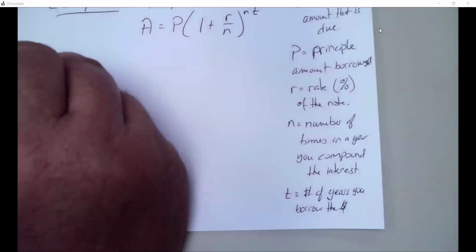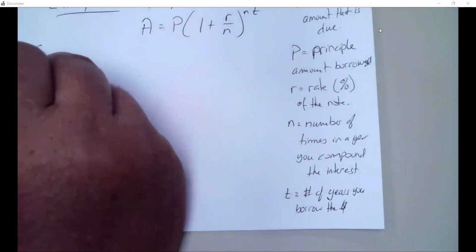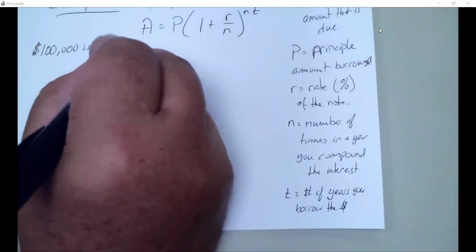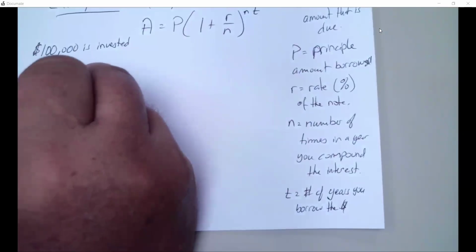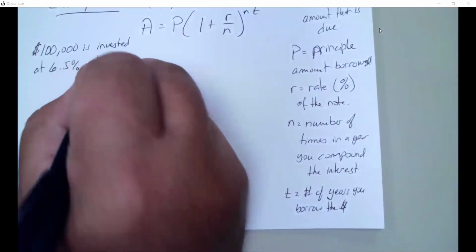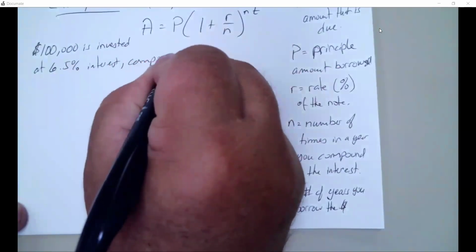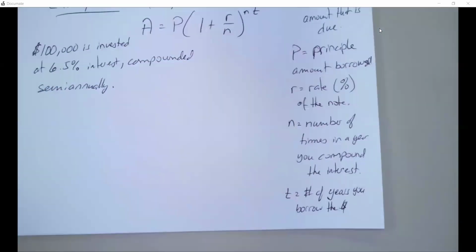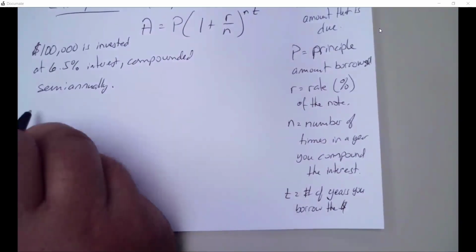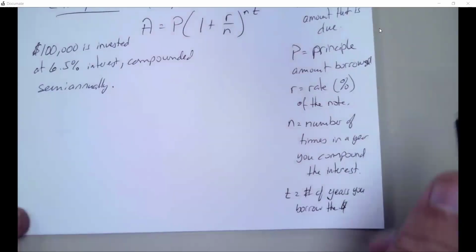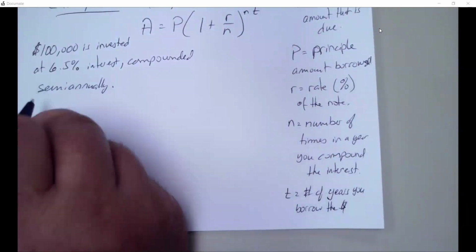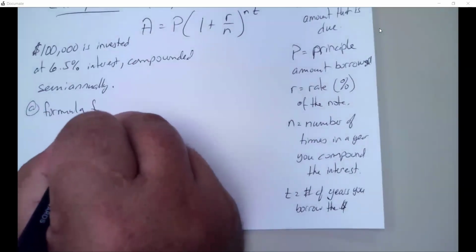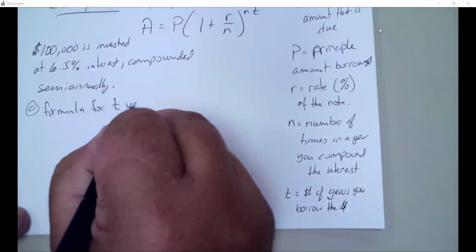So example 4 says $100,000 is invested at 6.5% interest, compounded semi-annually. Okay. Write the formula for T years.